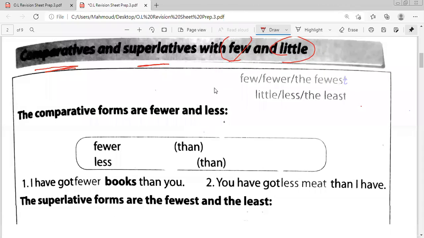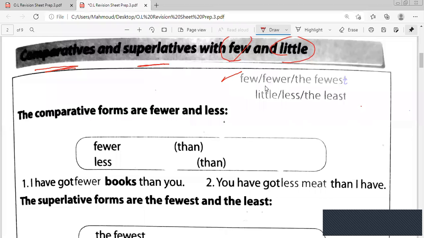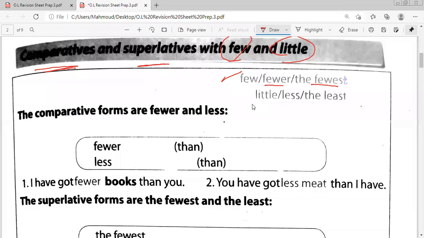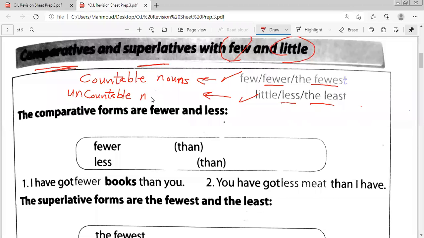We said before that we can use few or fewer in the comparative, and the fewest in the superlative with countable nouns. But we can use little and, in the comparative, less and, in the superlative, the least with uncountable nouns. Of course, you know the difference between countable and uncountable.